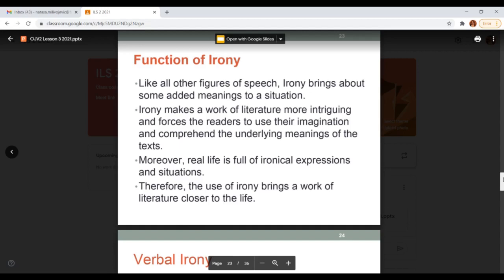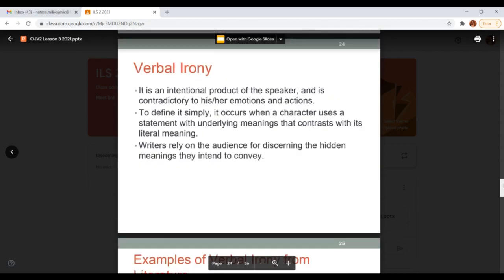Moreover, real life is also full of ironical expressions and situations. So just like metaphor, irony underlines a lot of intertextual encounters in dialogues and in readings and in communication. So the use of irony therefore brings a work of literature closer to real life, because that's something that people recognize and can identify with.